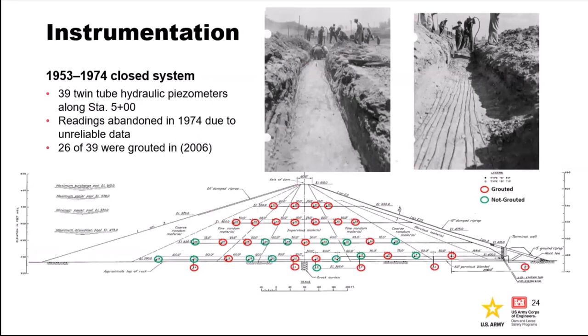Readings for this system were abandoned in 1974 because it had become unreliable. Unsure of the cause, many of the numbers became suspect at best, and the piezo levels in the closed system were higher than the pool levels. So they started to grow weary and thought, we need to do something to replace that. But I'll get to that in another slide.